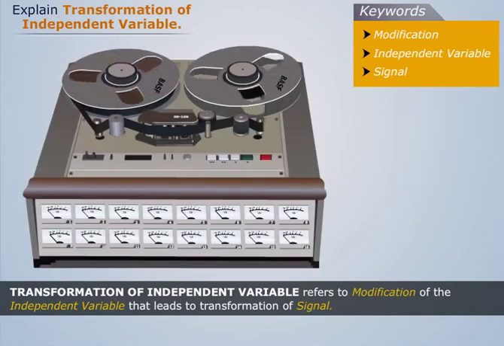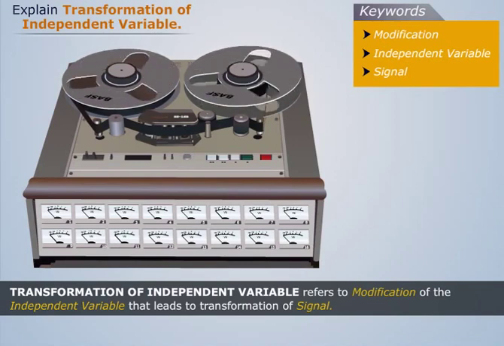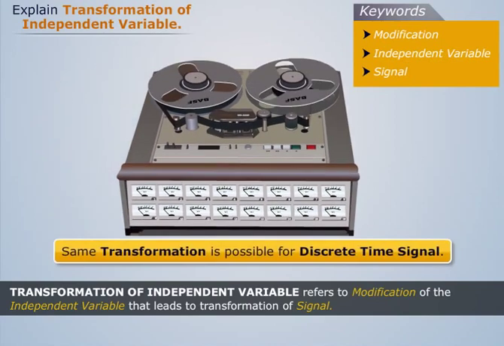We can represent x of t as a tape recording, then x of t divided by 2 is the same recording played at half its original pace, and x of 2t is yet again the same recording played at twice its pace. The same transformation is possible for discrete time signal.